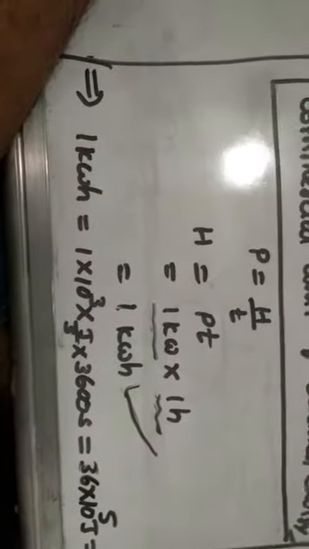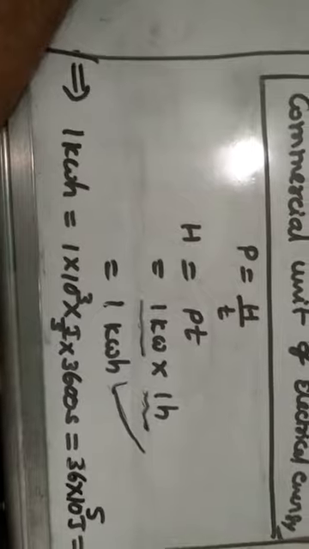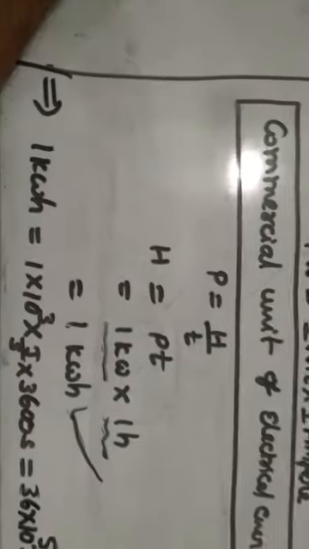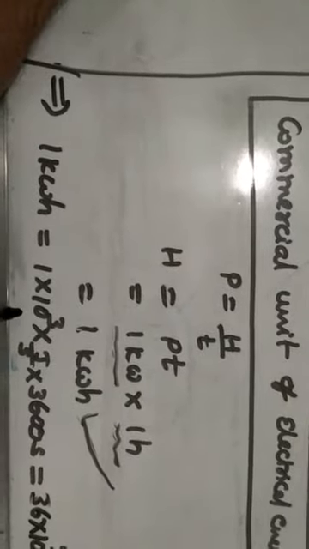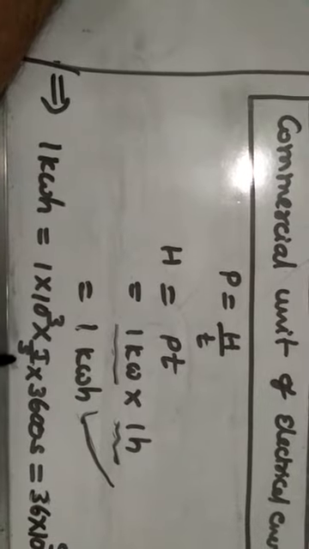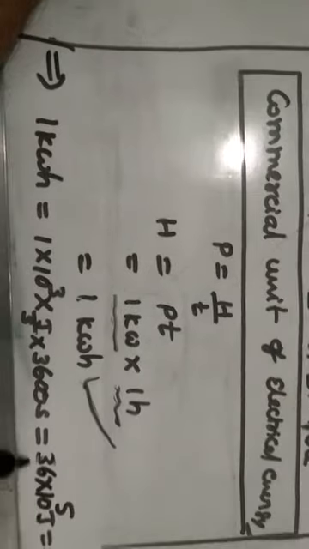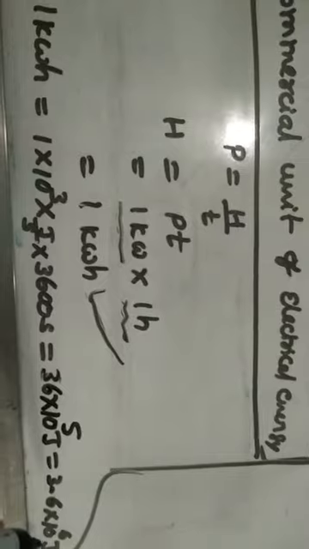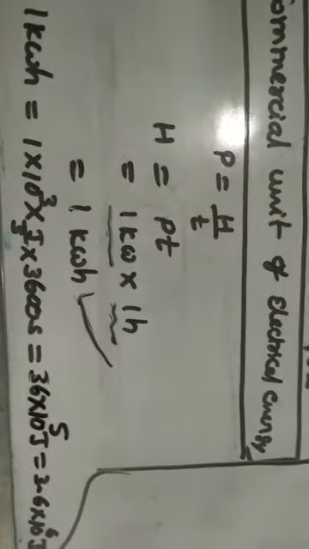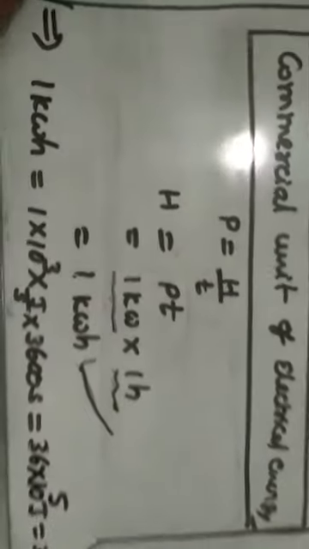So 1 kilowatt hour is equal to, check it, kilo means 10 cube, watt means joule per second, and time must be in hours, 3600 seconds. So this is the point. It equals 36 into 10 power 5 joules, or 3.6 into 10 power 6 joules. This is the sentence. Check it carefully.